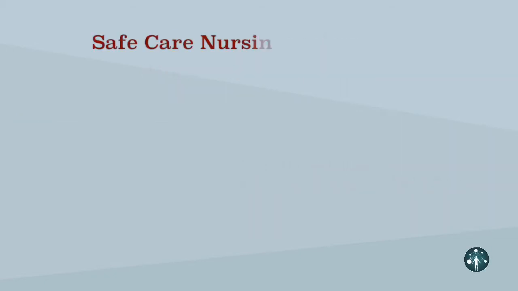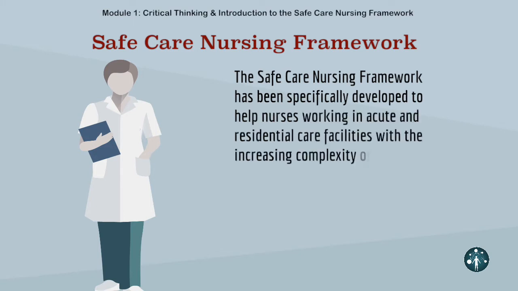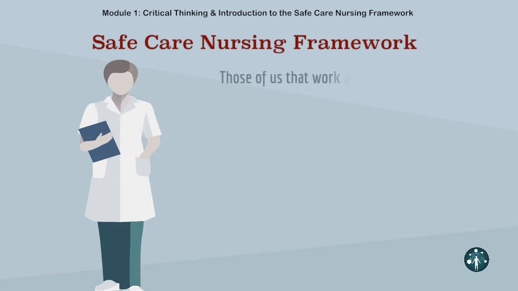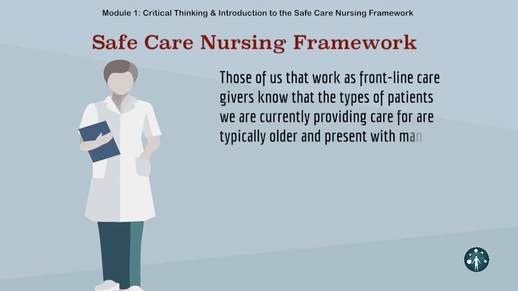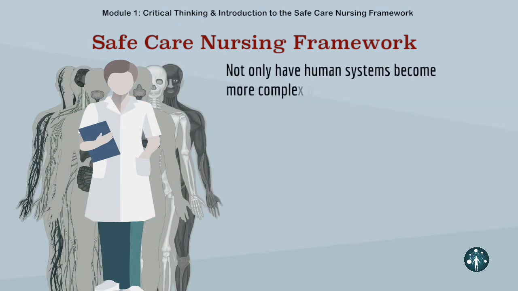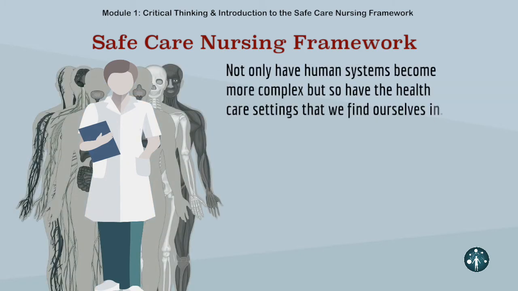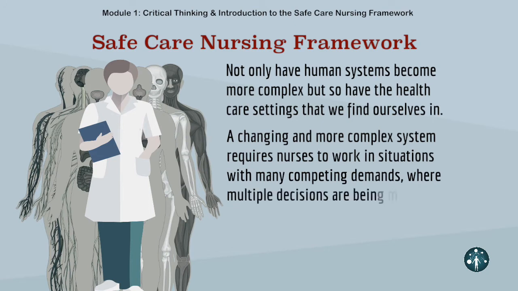The Safe Care Nursing Framework has been specifically developed to help nurses working in acute and residential care facilities. Those of us that work as frontline caregivers know that the types of patients we are currently providing care for are typically older and present with many more comorbidities than patients from even 10 years ago. Not only have human systems become more complex, but so have the healthcare settings that we find ourselves in. A changing and more complex system requires nurses to work in situations with many competing demands, where multiple decisions are being made at any given point in time.